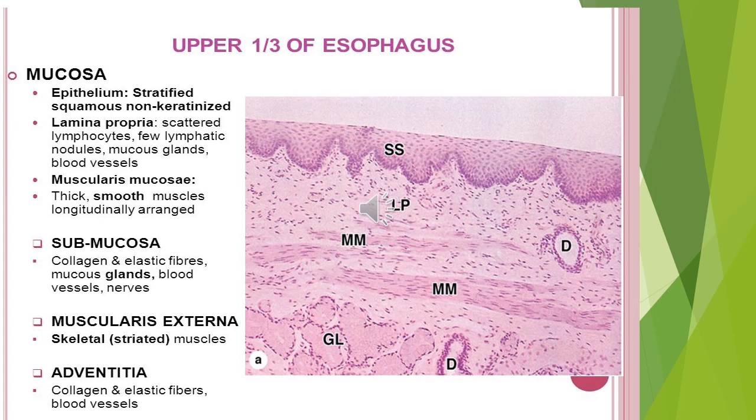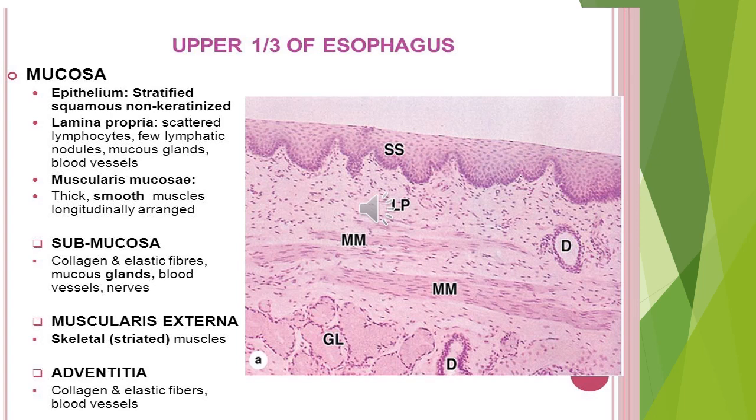Then just outside it, can you see the muscularis mucosae? It is thick, smooth muscle, longitudinally arranged, and in the case of the esophagus, it is the thickest one. Then just below it, you can see the submucosa, which consists of dense irregular connective tissue, made up of collagen and elastic fibers, and mucus glands. What will these mucus glands be called? They will be called esophageal gland proper.